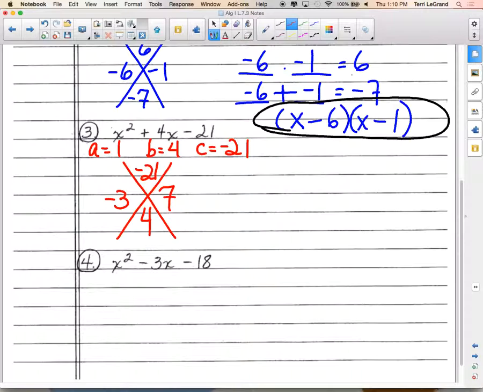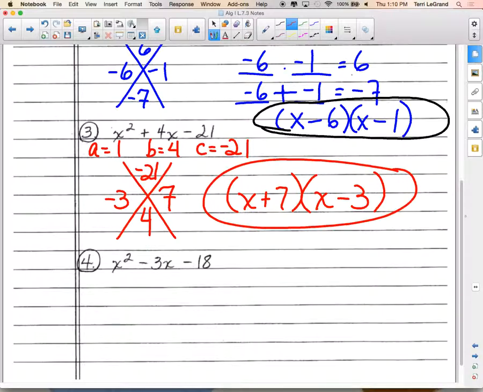Okay? So I say, multiply, do they become negative 21? When we add them, do they add to 4? Okay, so what's its factored name? X minus 3 times X plus 7. Order does not matter. This is its factored name.